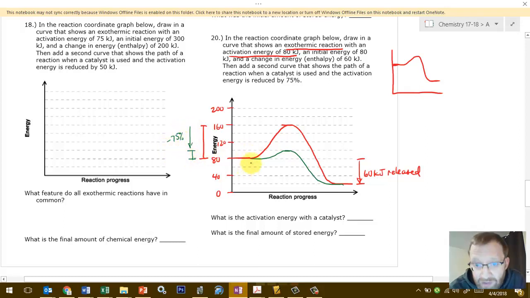So that's our picture. That's the drawing. Two different pathways there. You can do it in colors. You can do the second one in a dashed line, whatever you like. What is the activation energy with a catalyst? We just kind of answered that. We figured it out at 20 kilojoules.